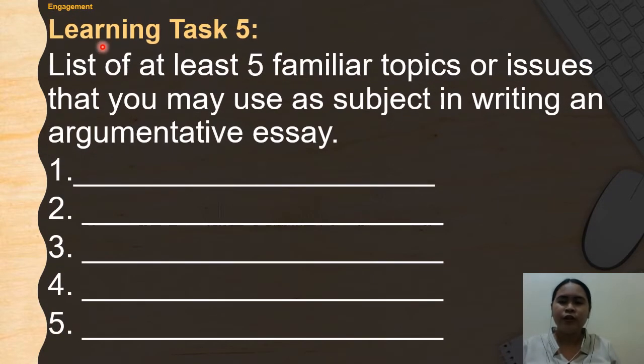Now, for your learning task number 5, this is just a continuation of your learning tasks last week. You're going to list at least 5 familiar topics or issues that you may use as subject in writing an argumentative essay. So, mag-iisip ka lang ng familiar topics or issues, mga napapanahong issues for today, especially na pwede mong magamit na subject or topic in writing an argumentative essay. Write it in your answer sheets.